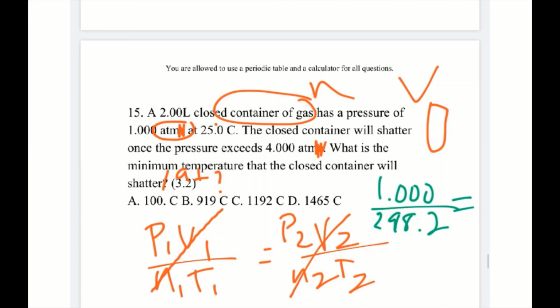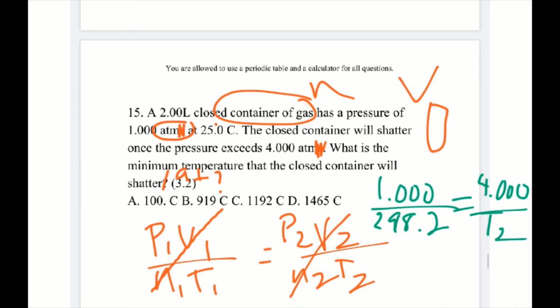Now, it says it will shatter once the pressure exceeds 4.000. So we have to find the temperature at which it will reach this pressure, and at that pressure, it will explode or shatter. So what's the minimum temperature? Well, I don't know. Let's find out.